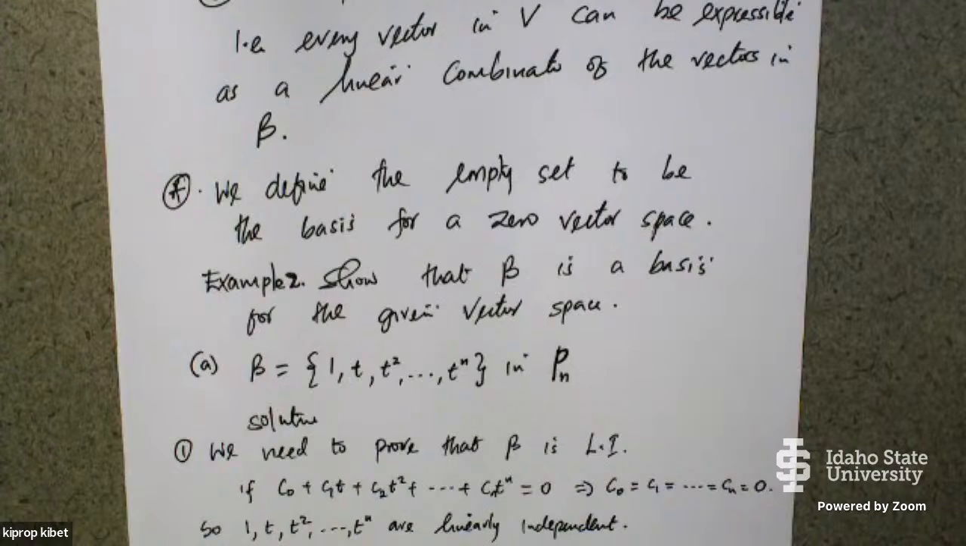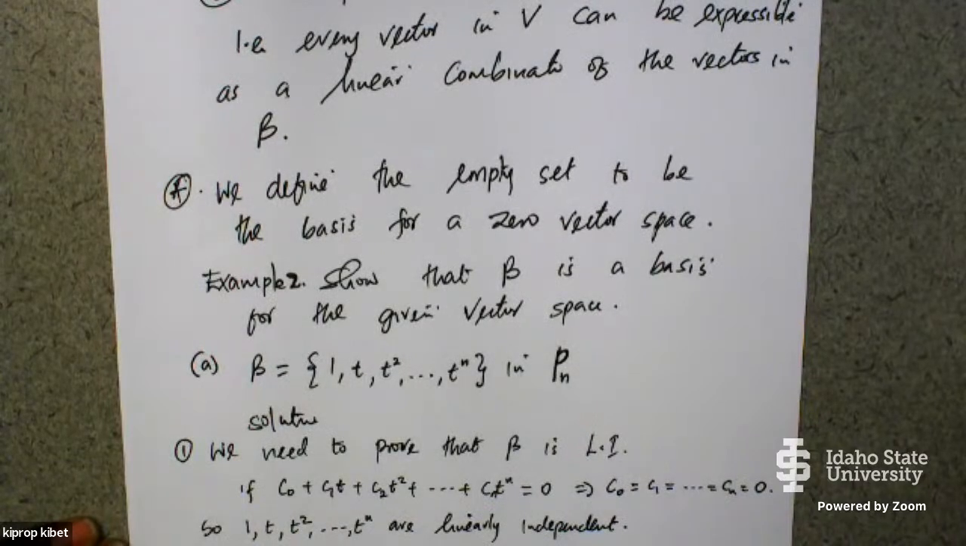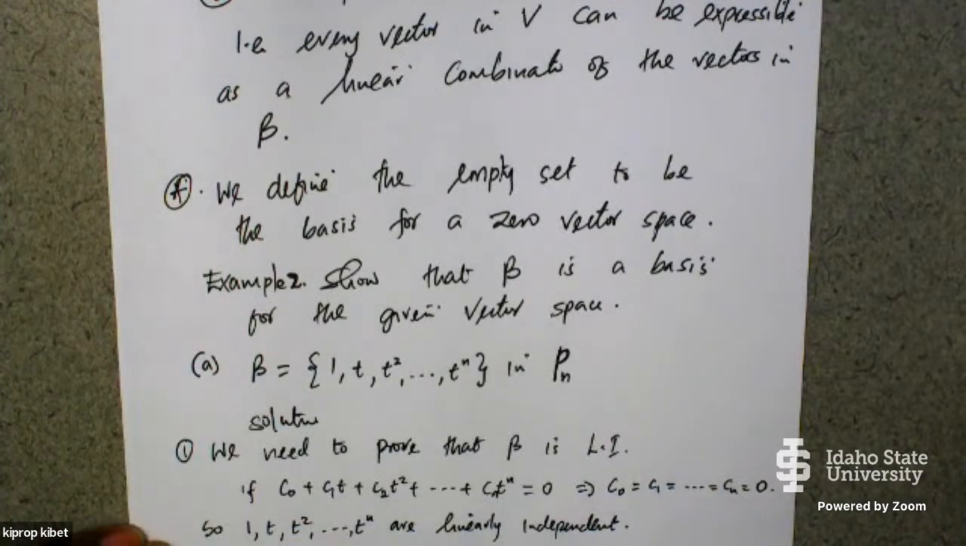Now we need to check that this one spans the bigger polynomial space. Number 2, if p(t) is in P_n, then there are c0, c1, through cn, elements of the real numbers, such that c0 times 1 plus c1 t plus c2 t squared plus all the way to cn t^n equals p(t).